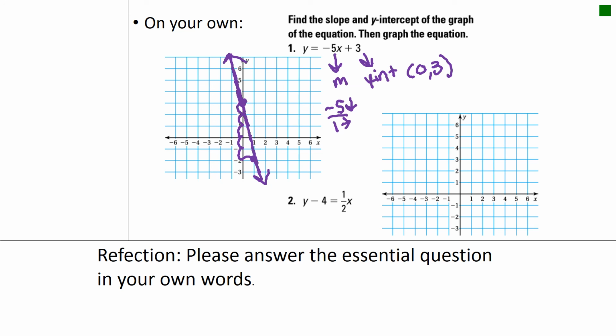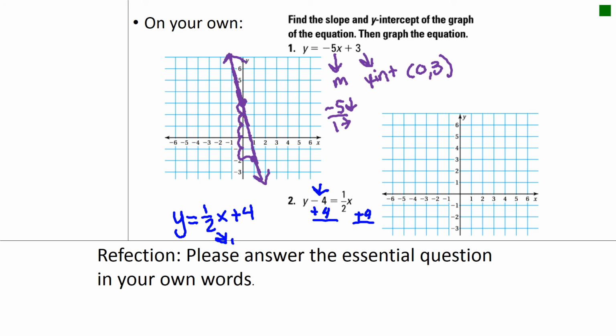All right, number 2. Since it isn't put into that y equals mx plus b format, it has this minus 4 in front of it. We're going to add 4 to both sides first. Add 4 to both sides. Our new equation, the one that we know the format for, is y equals 1/2 x plus 4.